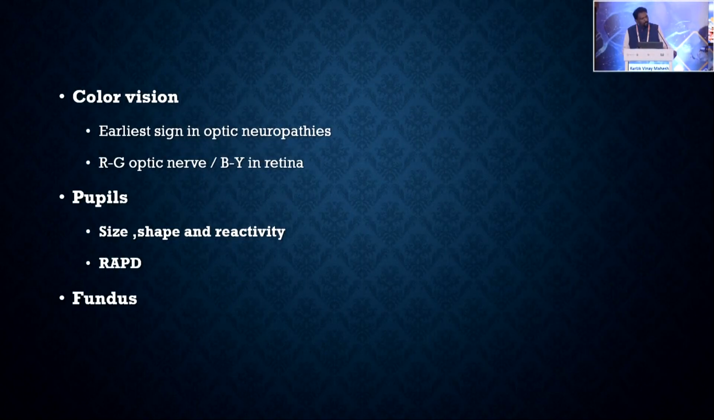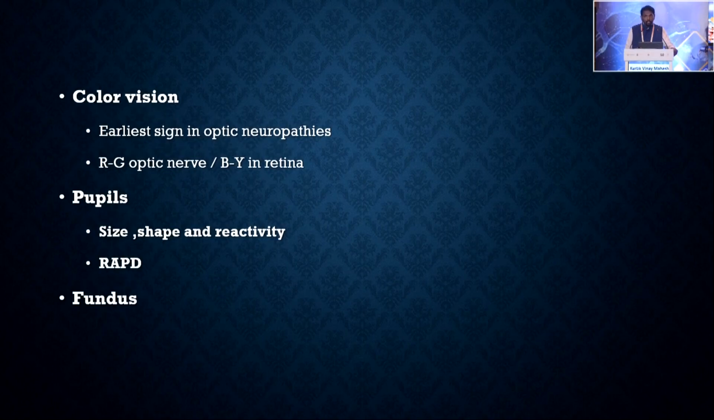The next thing is the color vision. It is one of the earliest signs that you will get in your optic neuropathies. As you see, blue and yellow loss is more in retinal pathologies as compared to red and green in optic neuropathies. Pupils, as I always say, are your windows to your brain, and the only part of the brain that is actually visible to you for examination is the optic nerve head, the disc. You always look at the size, shape, and reactivity. RAPD is a very important clinical finding that you must not miss in your clinical practice.